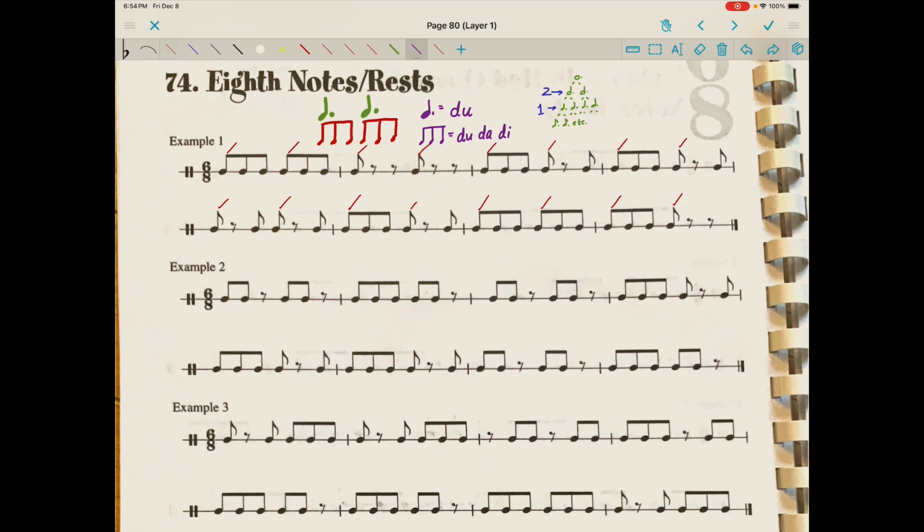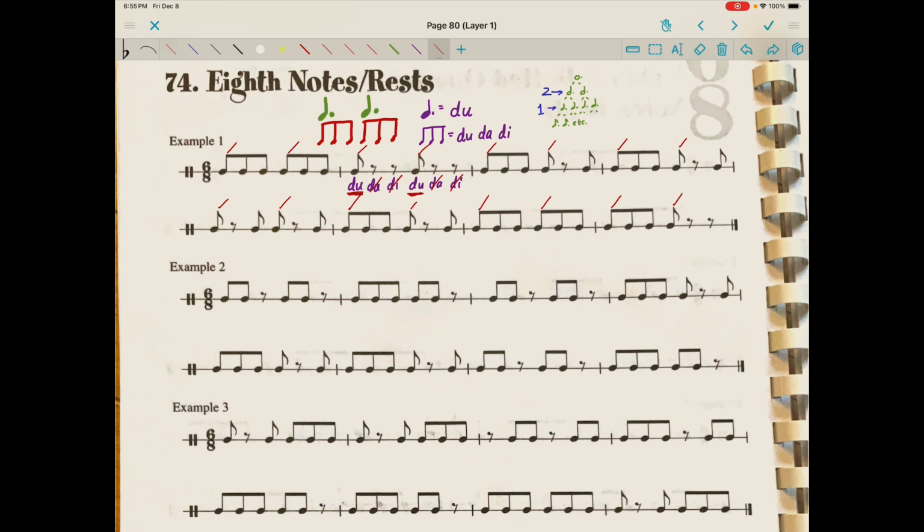So for example, looking at measure 2, if it's helpful, I could write out do, da, dee, do, da, dee. And I would say this as saying the do, whispering or mouthing the da, dee, saying the do, whispering or mouthing the da, dee. So for example, do, da, dee, do, da, dee.